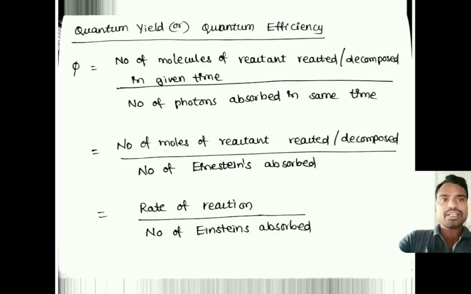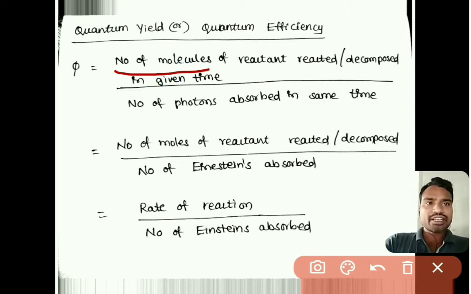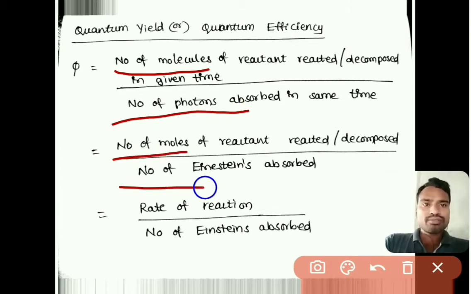So quantum yield or quantum efficiency, this we have discussed, right? So that is phi equals the number of molecules of reactant reacted or decomposed in a given time divided by the number of photons absorbed in the same time. If it is in number of moles, that is number of Einsteins, then it equals the rate of reaction divided by the number of Einsteins absorbed, right?